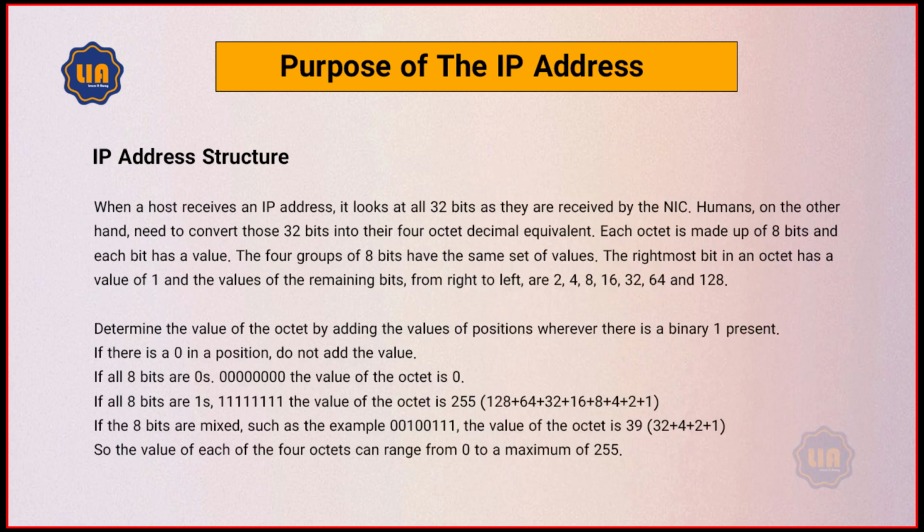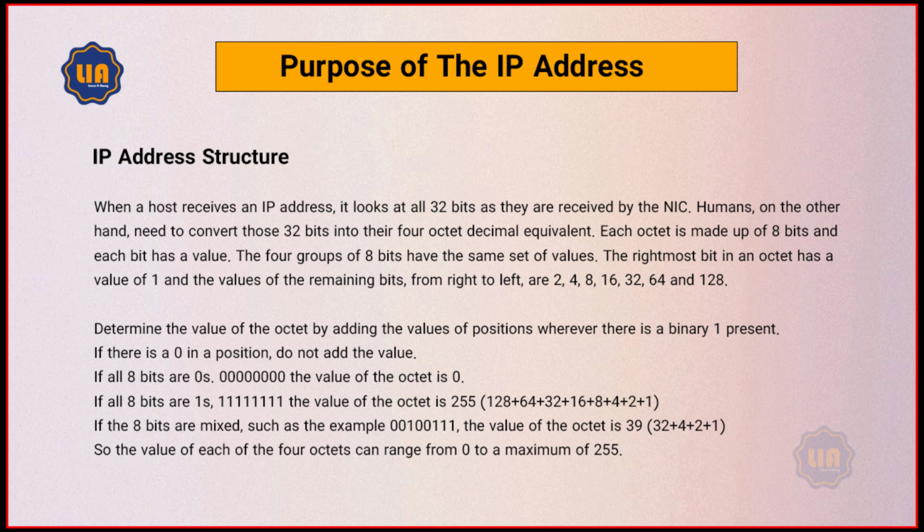When a host receives an IP address, it looks at all 32 bits as they are received by the NIC. Humans, on the other hand, need to convert those 32 bits into their 4-octet decimal equivalent. Each octet is made up of 8 bits and each bit has a value. The 4 groups of 8 bits have the same set of values. The rightmost bit in an octet has a value of 1 and the values of the remaining bits, from right to left, are 2, 4, 8, 16, 32, 64 and 128.